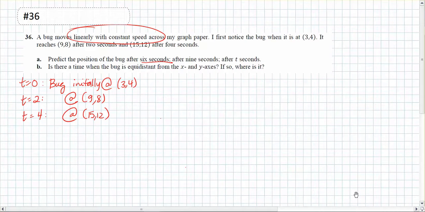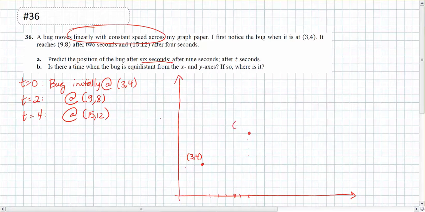Okay. If you were to draw a picture of this, you should be able to see a pattern. 3, 4 is where it starts. And then it goes to 9, 8, so 4, 5, 6, 7, 8, 9, and then there's 4, 5, 6, 7, 8. And if you calculate, it takes 2 seconds to go there, and that's 1, 2, 3, 4, 5, 6 across, 1, 2, 3, 4 up.